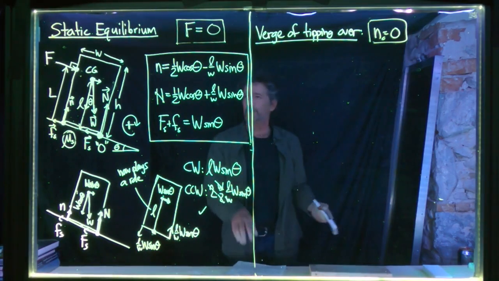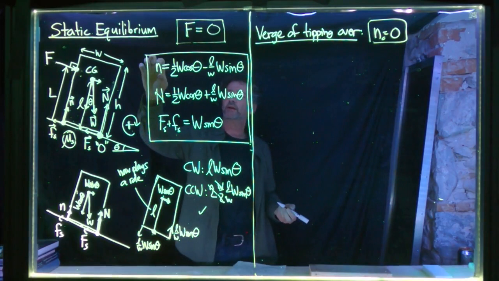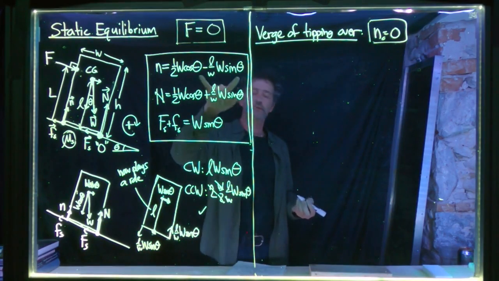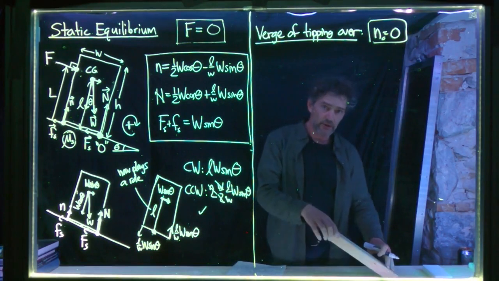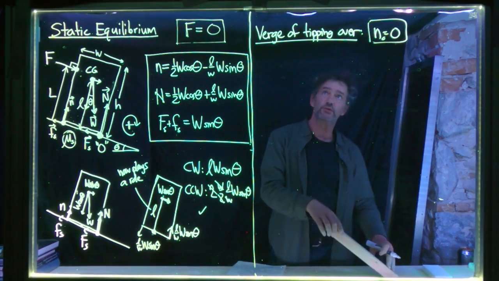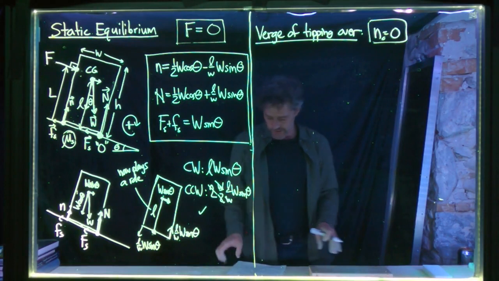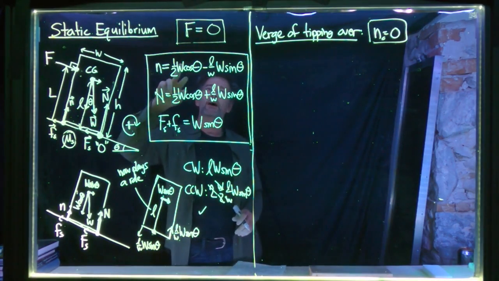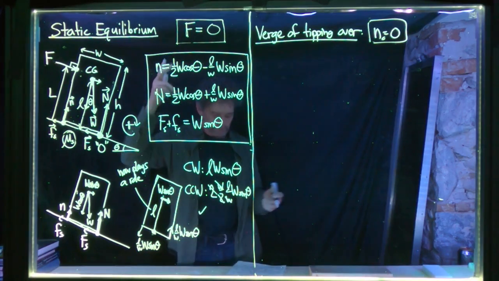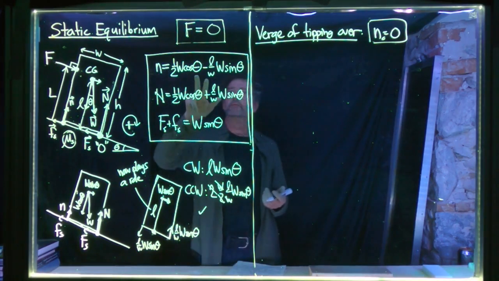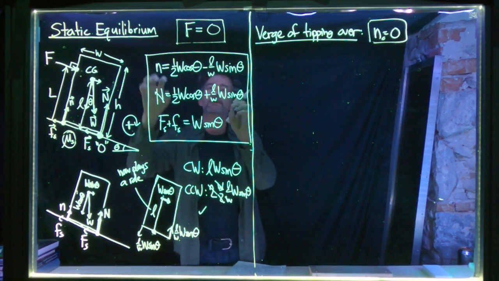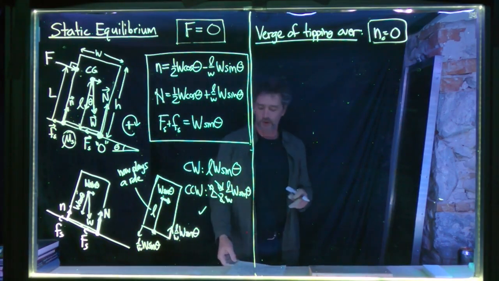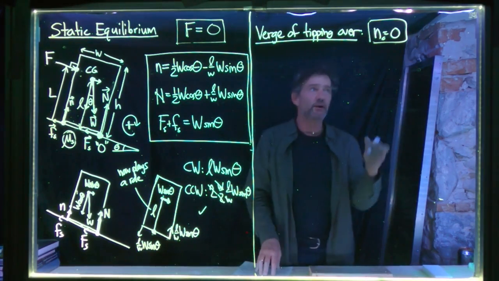Okay? So we go to these equations here, and we set little n equals 0, and then we solve. What are we solving for? We're solving for the critical angle at which it begins to tip over. Okay? So solving for the critical angle, we just set that equal to 0, and we just take this over to the other side, and we have sine over cosine, tan theta. The W's cancel out. And so tan theta critical is equal to W over 2 divided by L.